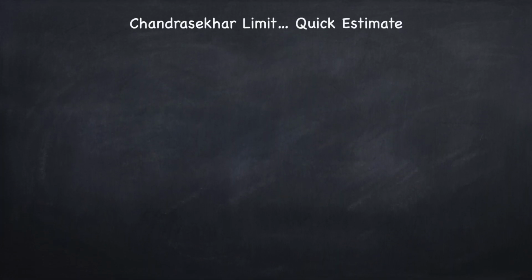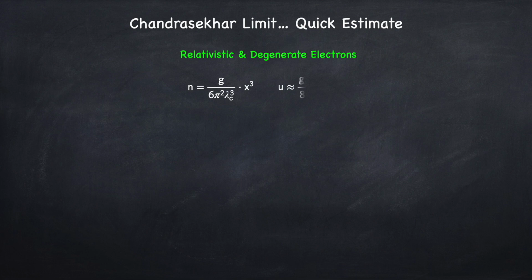First, we're going to do a very quick and rough back-of-the-envelope estimate. Our equation of state is going to be relativistic and degenerate electrons. In Stellar Physics 4C, we found an expression for the number density and the energy density for relativistic degenerate matter. Now, this expression for the number density holds whether it's relativistic or not. This is the most general expression. This expression for the energy density only holds in the extreme relativistic case.